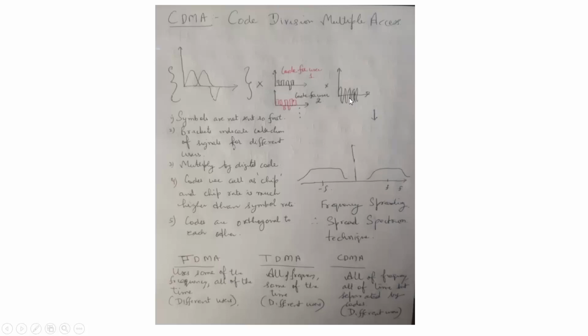The time for access is not divided into slots. All the users are sending over the complete frequency range, and they are using the complete time of the channel access. But how are they differentiated? They will be separated by different codes, right? So that is why this is known as code division multiple access.